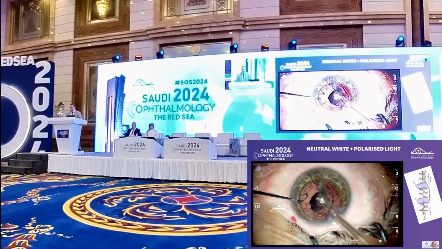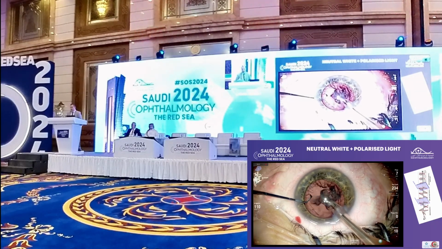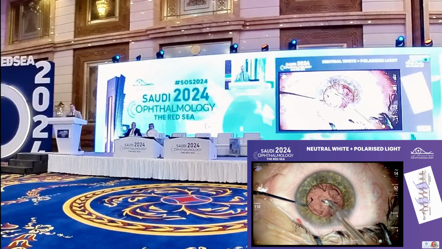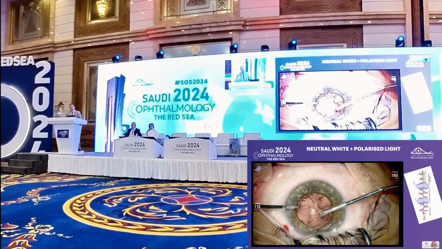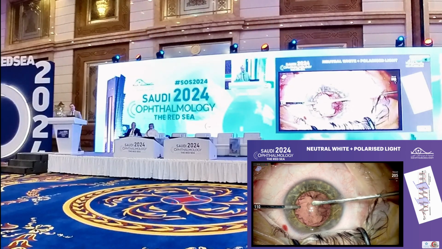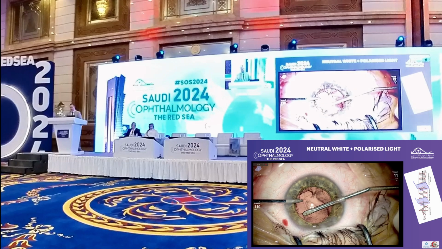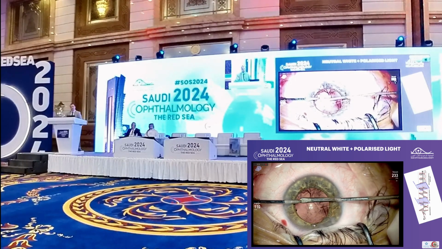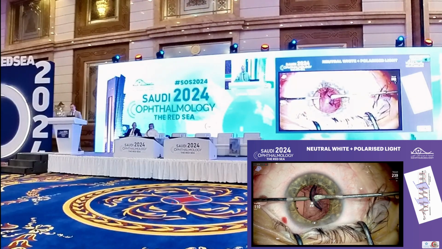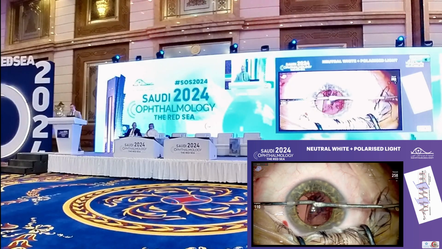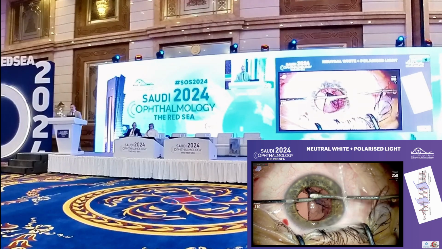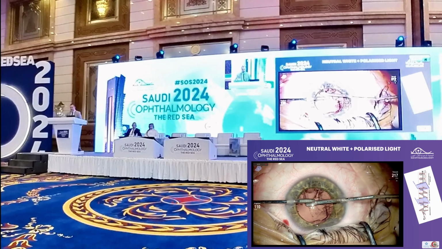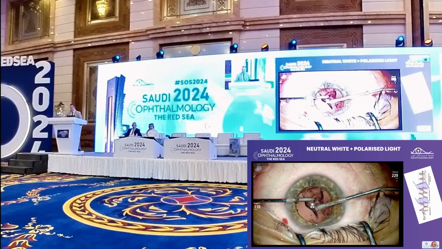This is one of my favorite filters, which is neutral white plus polarized light from the microscope. We know from histological microscopy that polarized light increases the contrast and sharpness in the image. You see the texture of the iris, which is quite sharp. This is an example of how we can play with the image and extract more and more data from our surgical field.